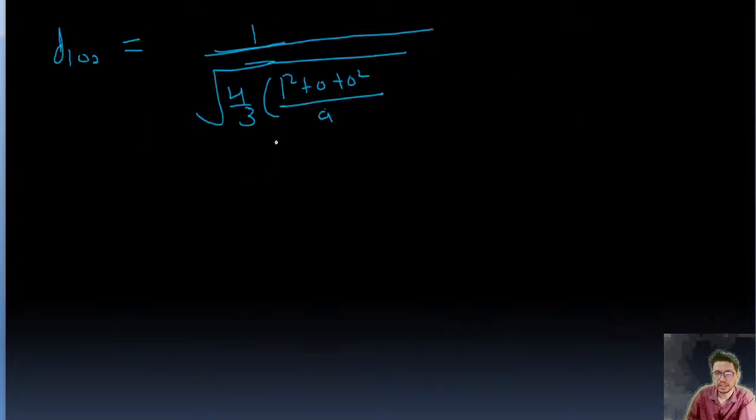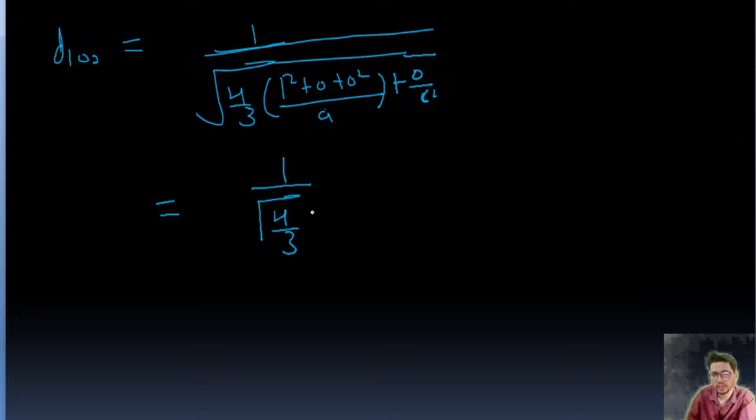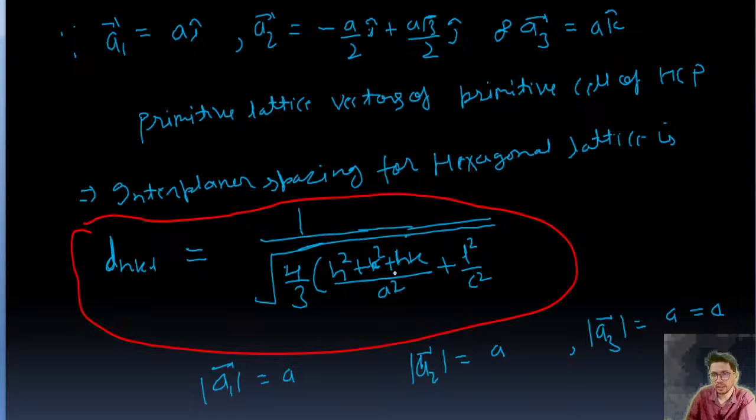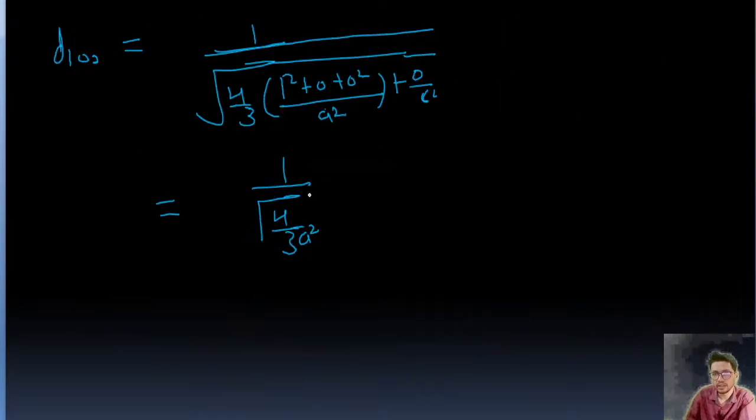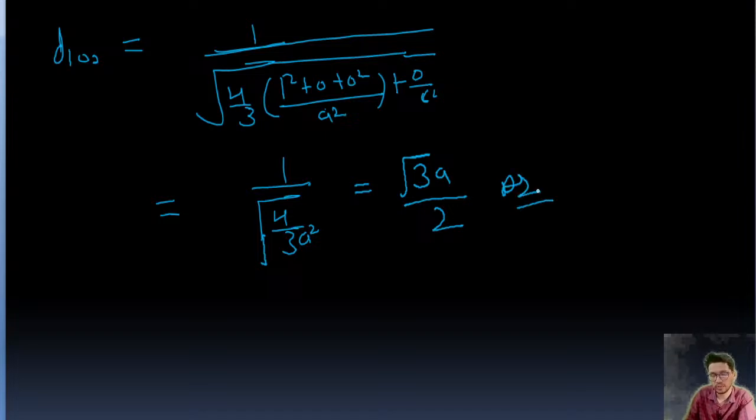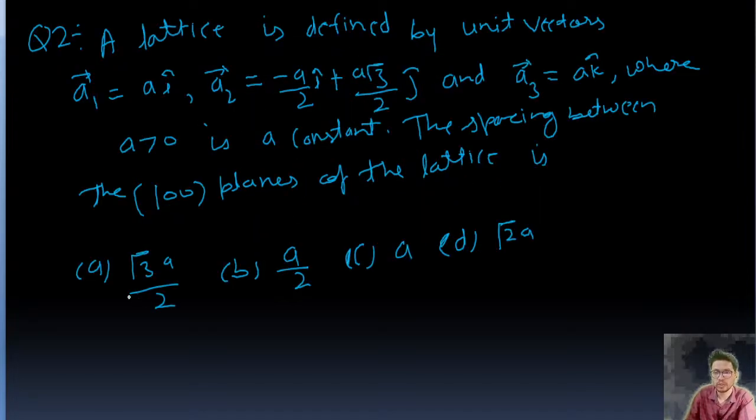So a is given, and l is 0, so 0 upon c square. This value is going to be 1 upon root of 4 by 3 upon a square, and the other values are 0. So this value is going to be root 3a upon 2, since the root of 4 equals 2. Root 3a by 2. So this is the interplanar spacing. Okay, so answer A is correct.